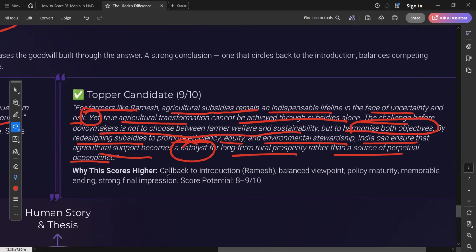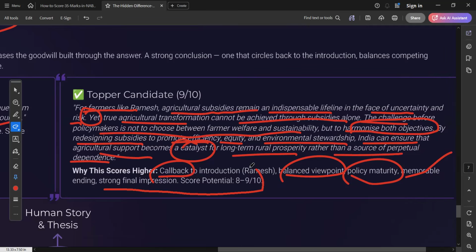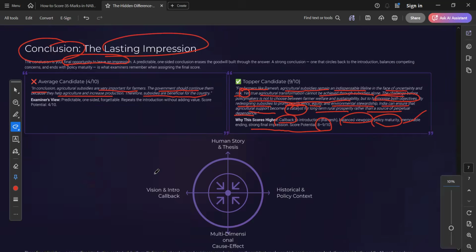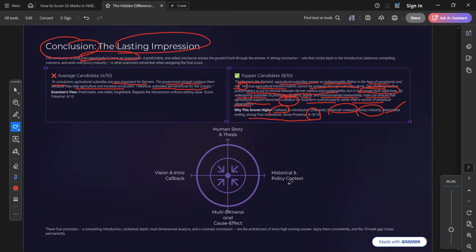It's a very good conclusion, right? Callback, balanced viewpoint, policy maturity, memorizable ending, and strong final impression. There's a very good potential of scoring good marks. So just remember all these things. It is going to help you a lot, and multidimensionality is going to help you.